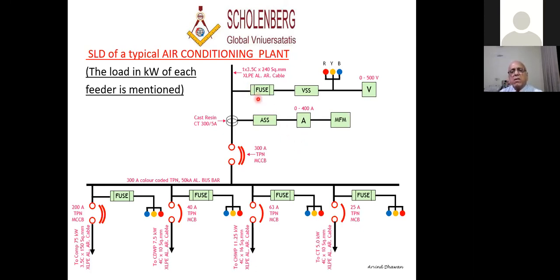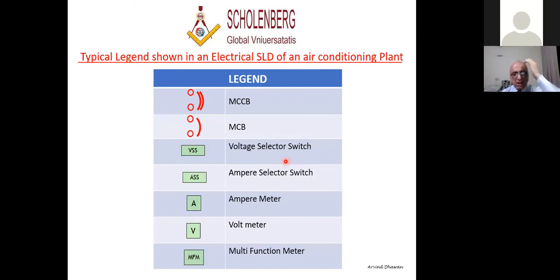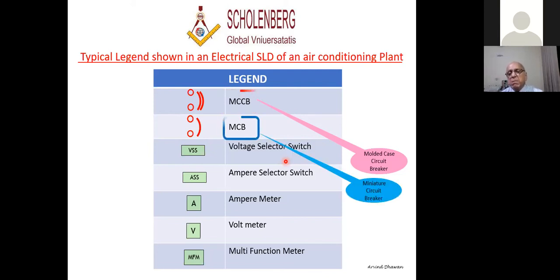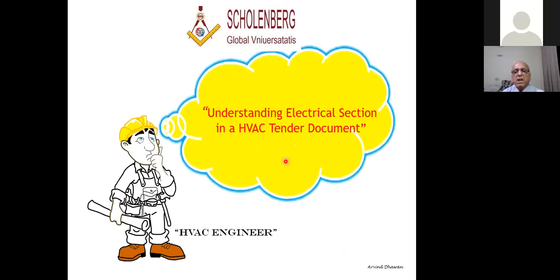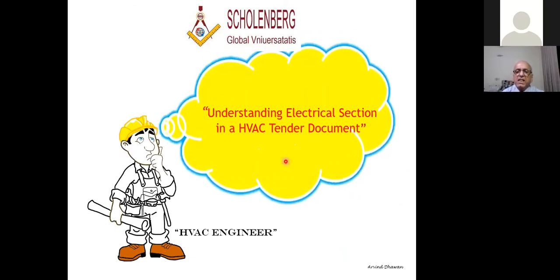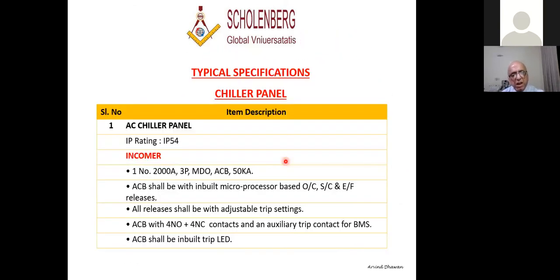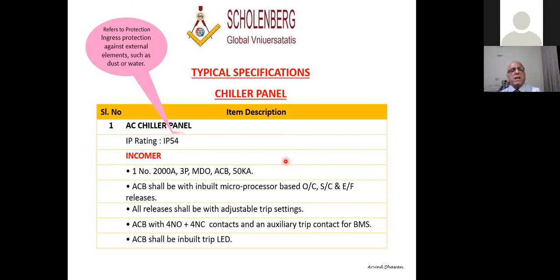So I will show what this fuse, VSS is, all this already explained, and the symbols you ought to know. Symbols, right? This is MCCB. MCCB is molded case circuit breaker. MCB is miniature circuit breaker. Then understand the electrical section of tender documents. Already covered all this. What is IP54? IP54 has a cost implication. It is a type of protection.